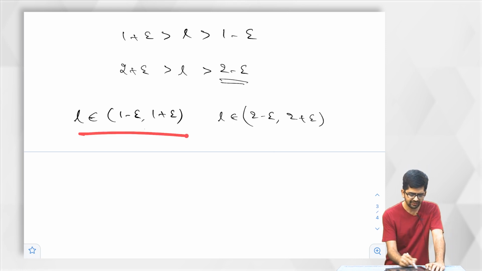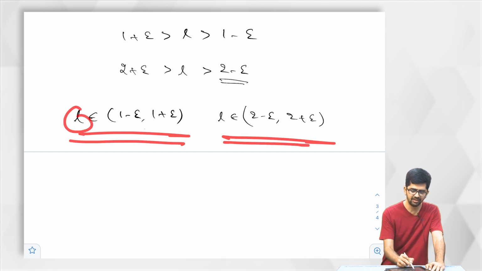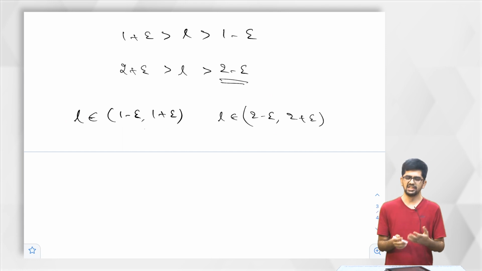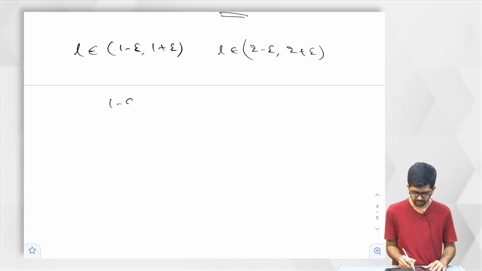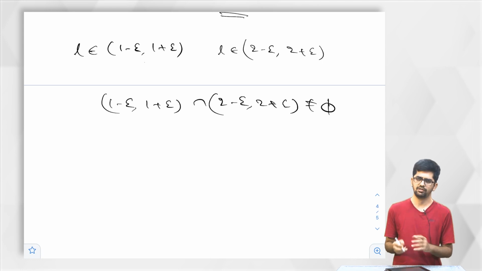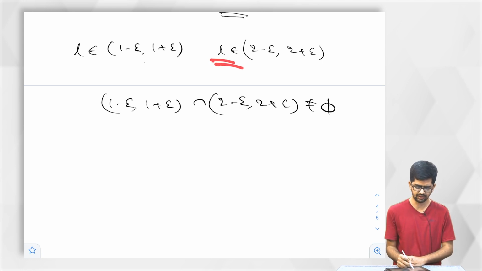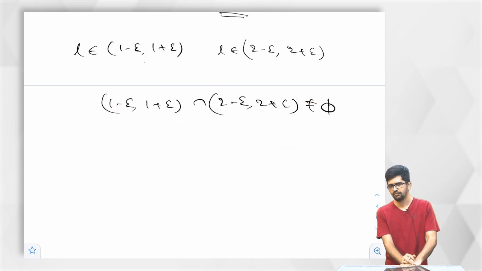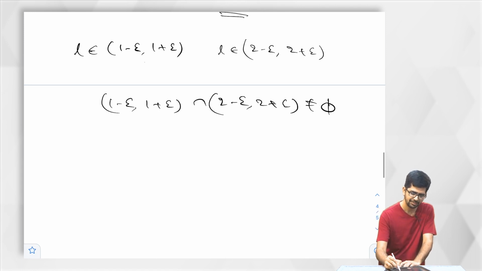So this is not very surprising, right? L can be in these two intervals. What is the problem? They may intersect. So 1 minus epsilon, 1 plus epsilon, intersection 2 minus epsilon, 2 plus epsilon, it may be non-empty. What is the problem? There may be an L that belongs to these two. So it is not very clear what the problem is. The problem is this may be empty.